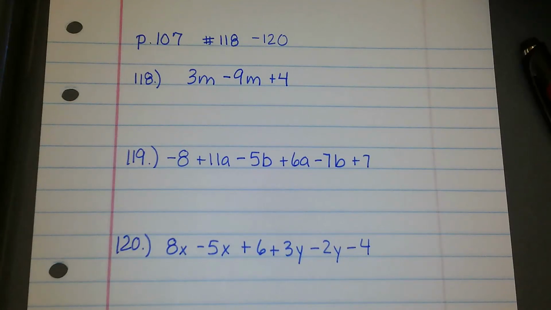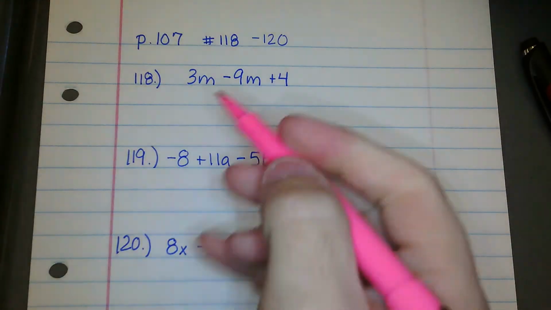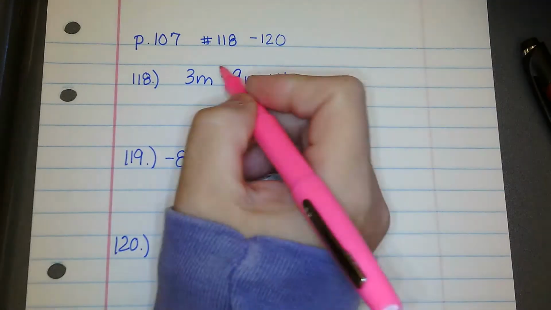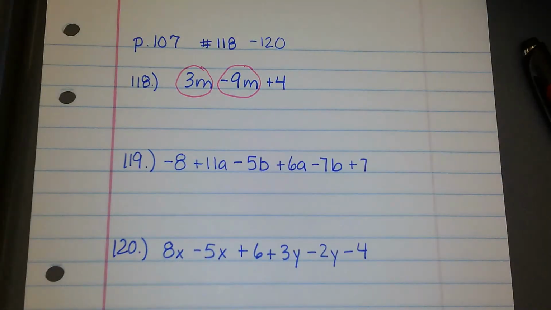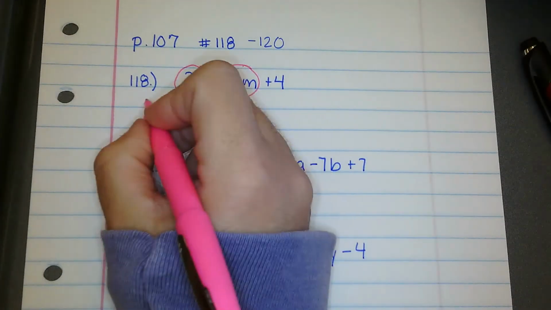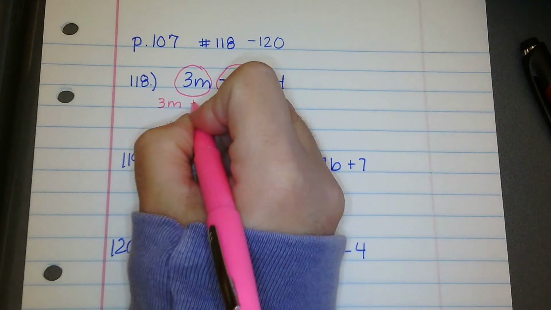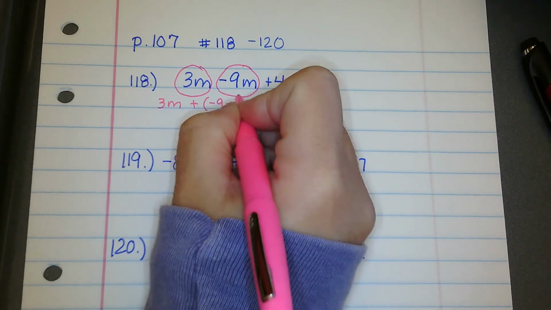Okay, so we're about to go over page 107, 118 to 120. These are the three problems I wanted you to do and check to make sure that you understood how to combine like terms. The first thing I'm going to do is circle our like terms in 118. Here's the problem. What I noticed is that there's a 3m and a negative 9m, and we're going to combine them. So I'm going to do 3m plus negative 9m.